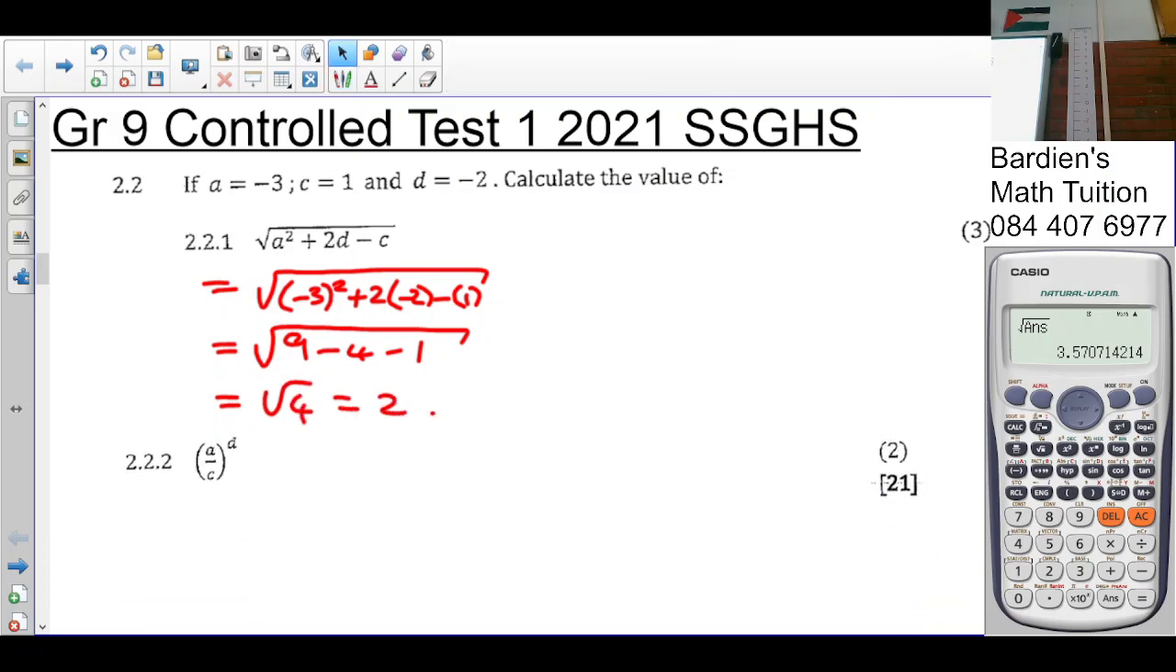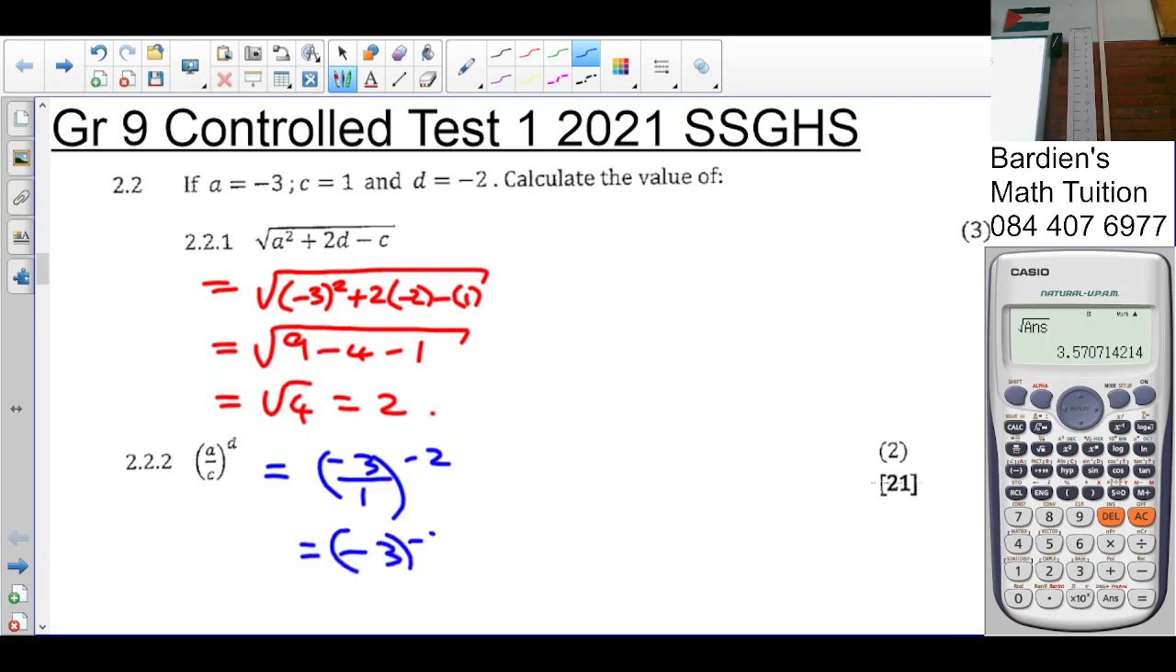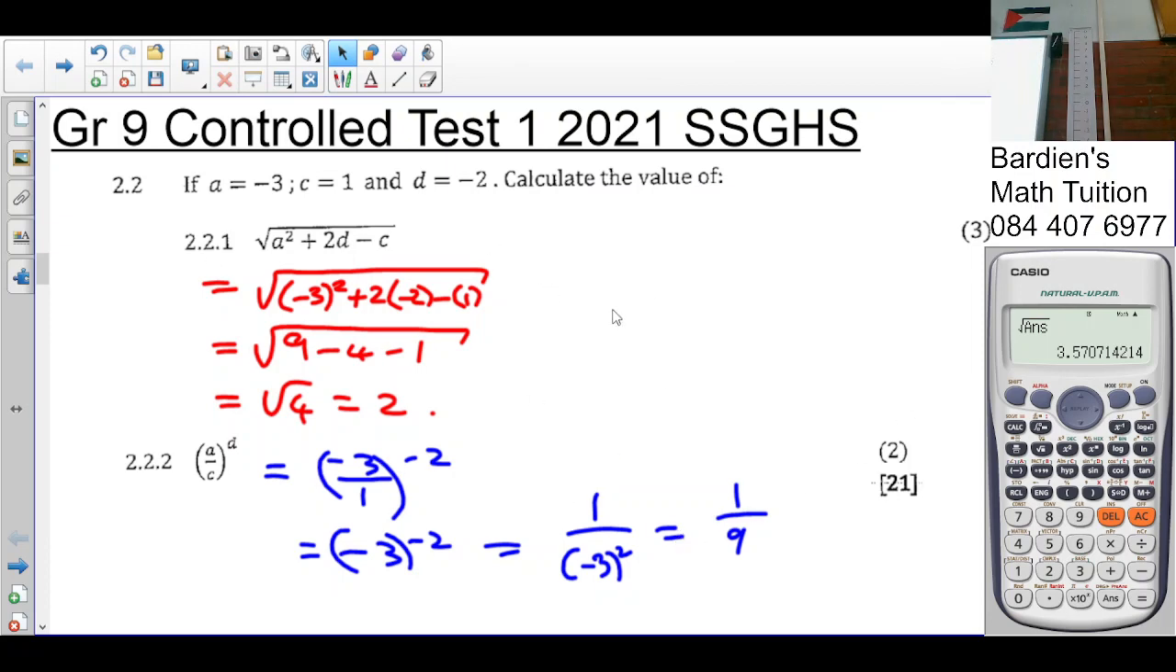The next one, what's the value for a? Negative 3. c is 1, raised to the d, which is negative 2. You all agree with that? What's negative 3 over 1? Negative 3 raised to negative 2. Since the exponent is negative, we'll take it down to the denominator. So it's negative 3 squared. What is negative 3 all squared? Negative 3 times negative 3. Positive. Okay, any confusion here? No?